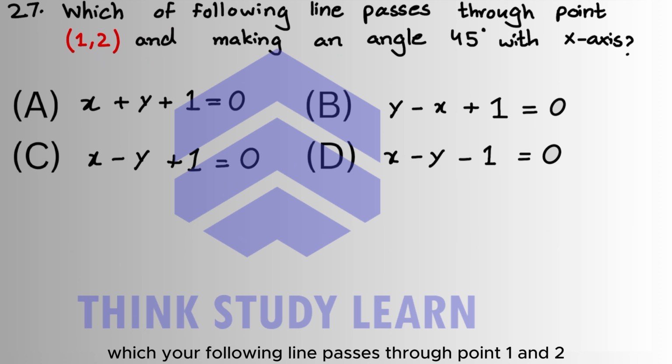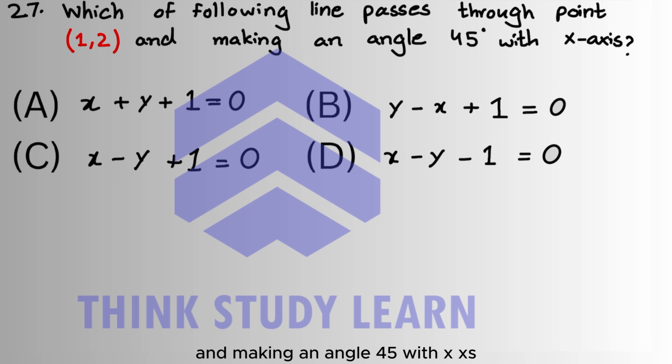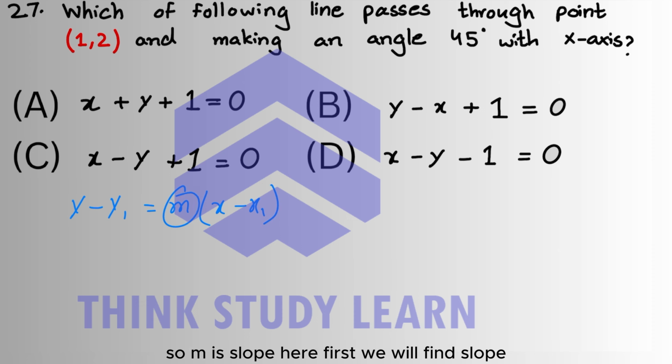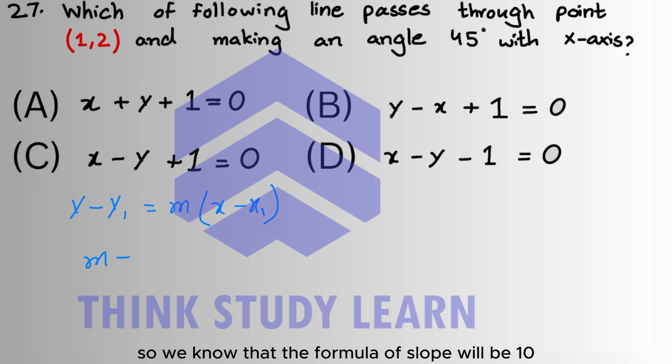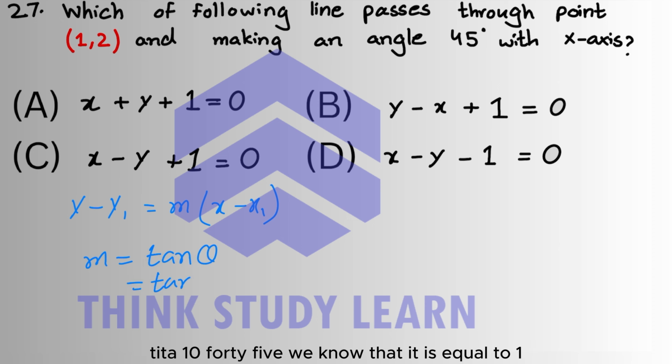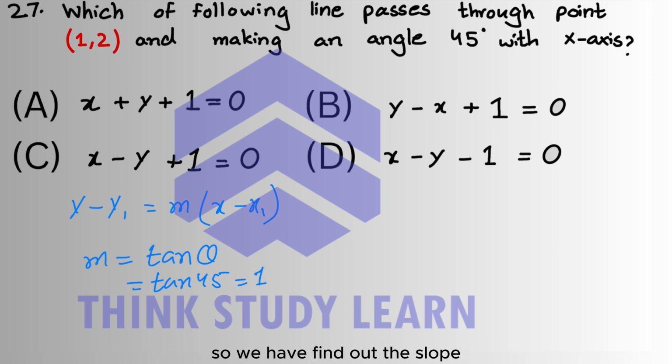Which of the following lines passes through the point (1, 2) and makes an angle of 45 degrees with the x-axis? So we know that to find any line with the help of points, we have a formula which is y minus y1 is equal to m into x minus x1. So m is the slope here. First we will find the slope. We are given theta equal to 45 in the question. So we know that the formula of slope will be tan theta. Tan 45, we know that it is equal to 1. So we have found out the slope.